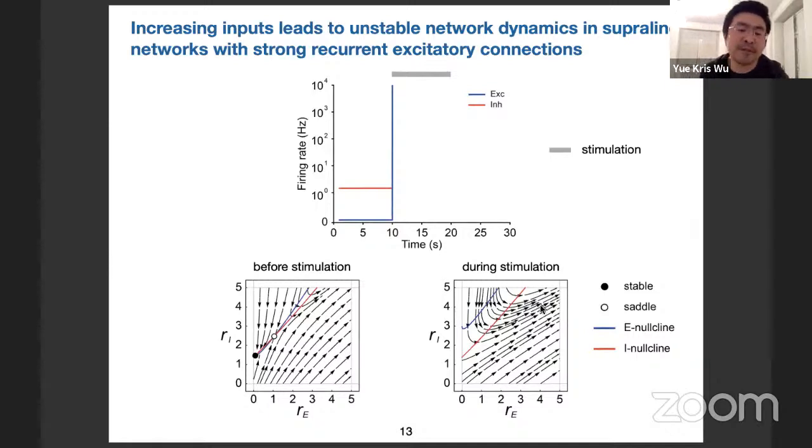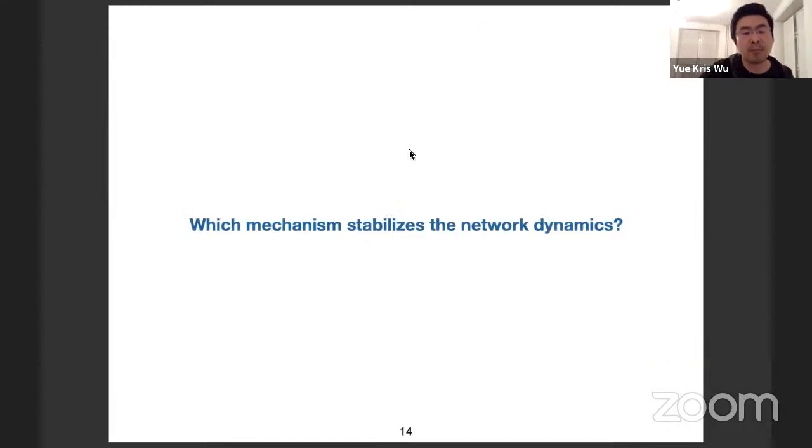If you think about this activation of the excitatory population as a kind of memory pattern, then it's functionally good, because that means the input can successfully trigger the activation of the input pattern. However, this activity is very high and the dynamics is unstable, which is inconsistent with the transient response I showed previously. This raises a question: which mechanism stabilizes the network dynamics and therefore generates this transient response?